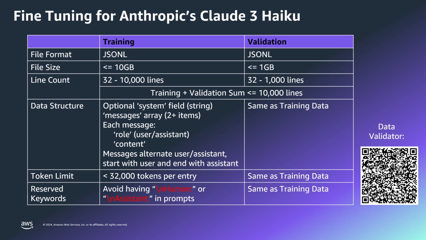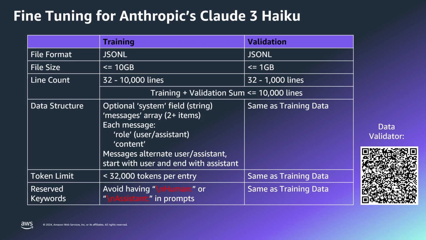And what that means is that each individual entry that you have will be on a single line in JSON format, followed by the next one, and so on. So each line represents an individual training item for your model. There are some file size limitations as well. For training data, less than or equal to 10 gig, and for validation, less than 1 gig.